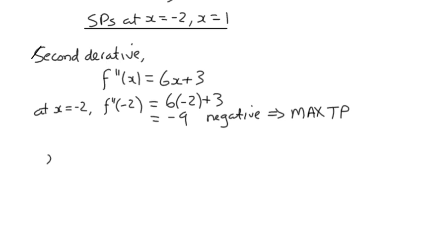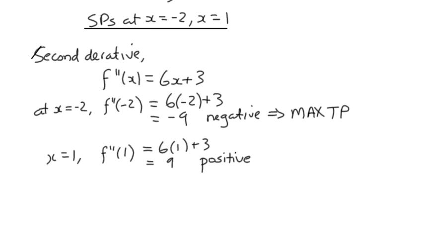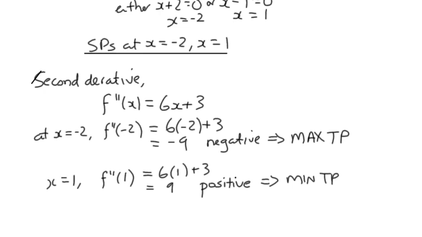At x equals 1, we're looking to substitute 1 into our second derivative, which gives us 9, which happens, of course, to be a positive value. The actual numeric value doesn't matter. It's whether it's positive or negative at the moment. And if the second derivative is positive, then it's a minimum turning point. So we've got a maximum turning point when x equals negative 2, and a minimum turning point when x equals 1.